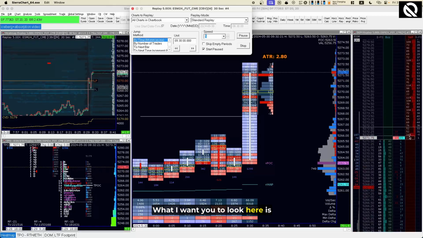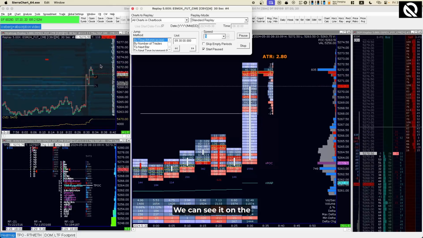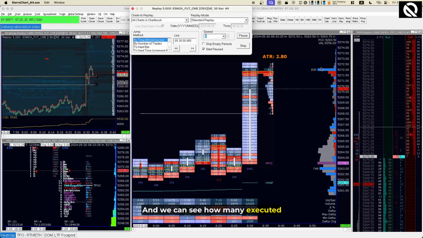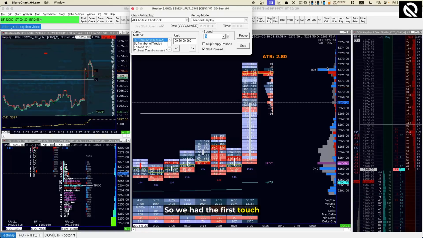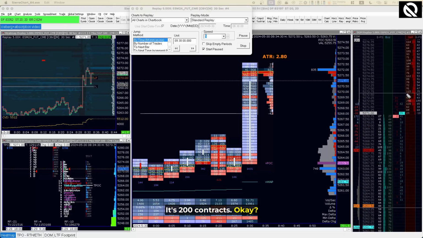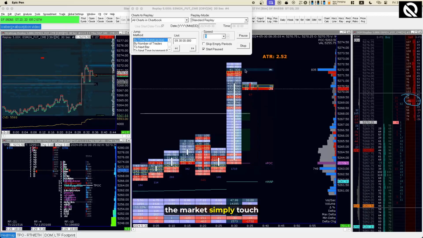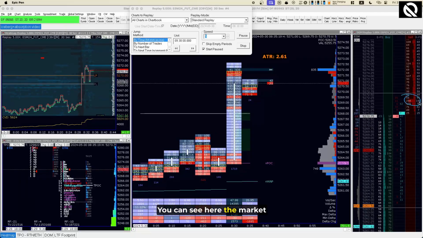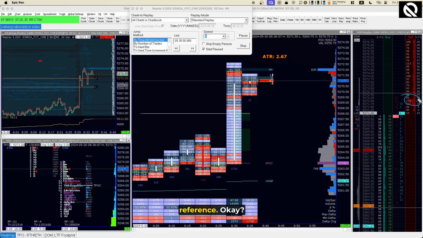What I want you to look at here is what we showcased earlier. We can see here how this 72 starts to build up, okay? We can see it on the heat map as well, and we can see how many executed orders happen at this reference right here, okay? So you had the first touch of this level, and then you can see here how they keep rebuilding it. It's 200 contracts, okay? So take a look at this. The moment we touch it again, the market simply touches this level. We can see here the market is not moving higher. They keep reloading this type of action. You can see here 250. They keep adding to this reference, okay?